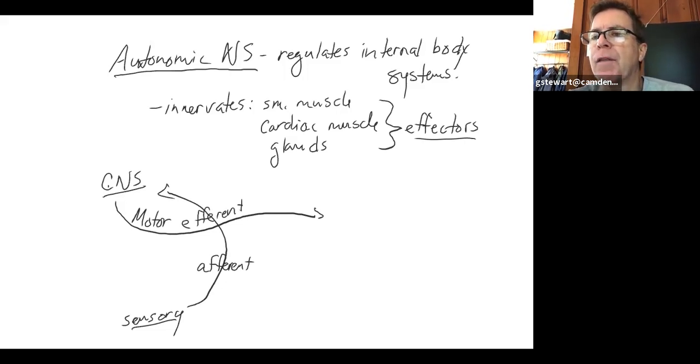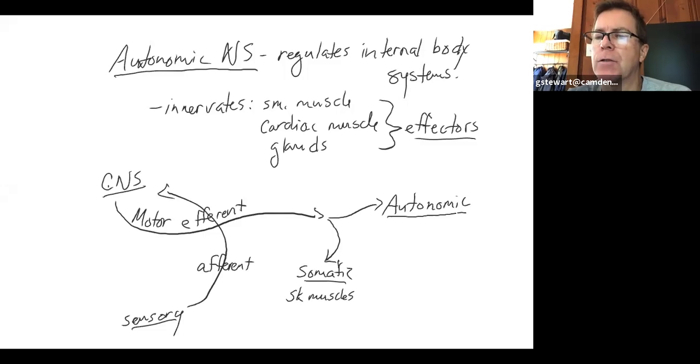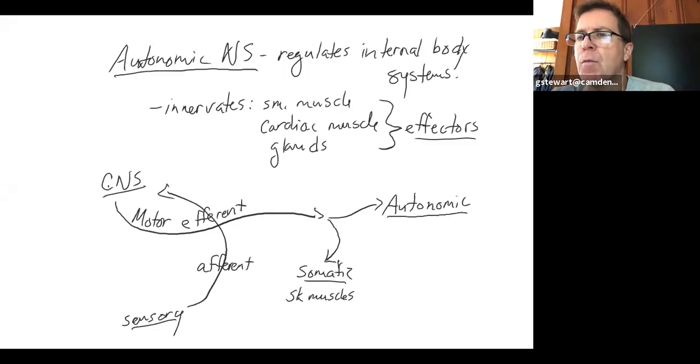And in this pathway, we have a somatic division that goes to skeletal muscles and an autonomic division. The word autonomic, by the way, just means self-governing. I tell students, try to just think autonomic, automatic. And there's two subdivisions of this, parasympathetic and sympathetic.